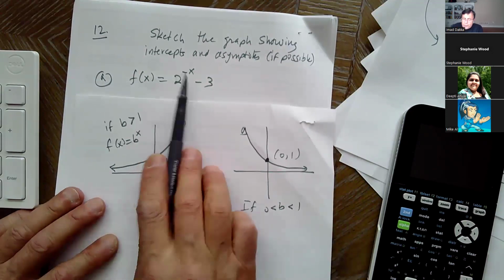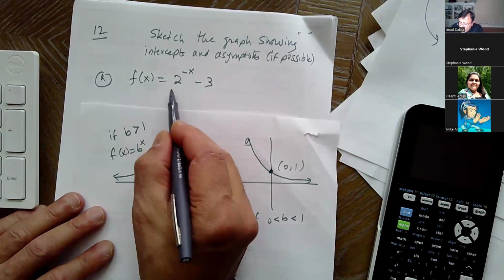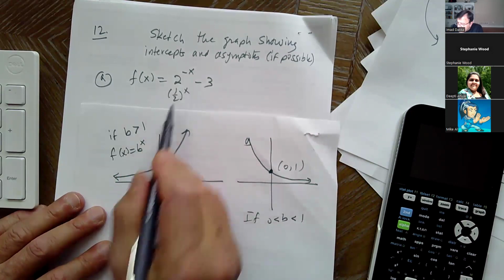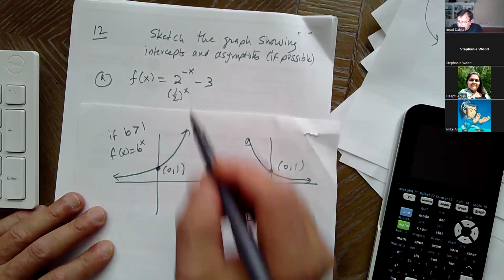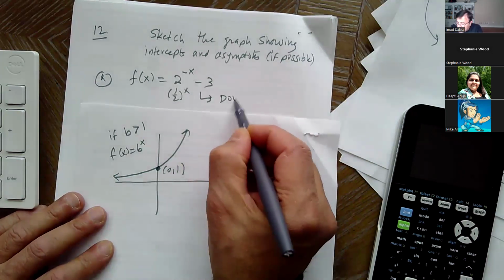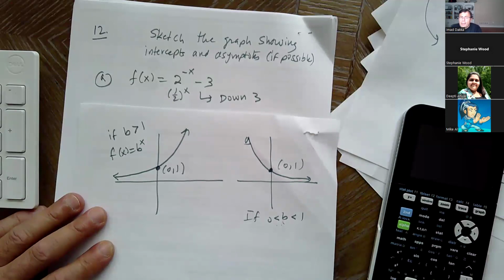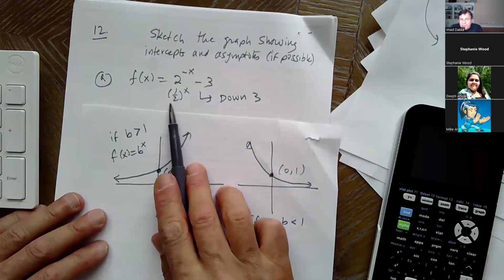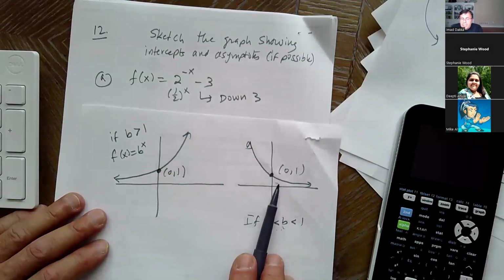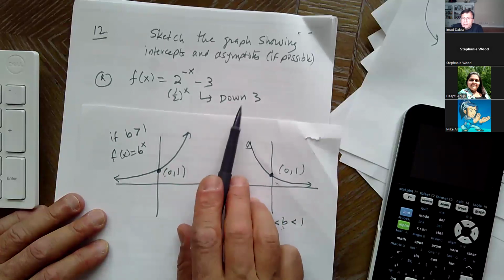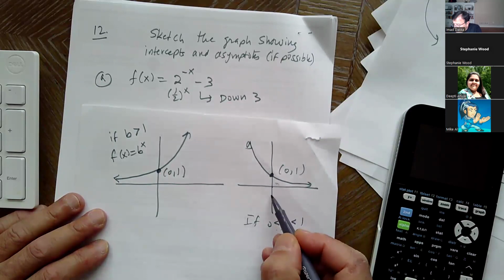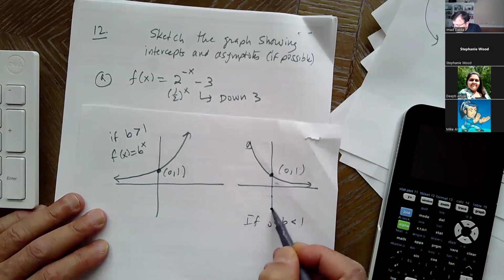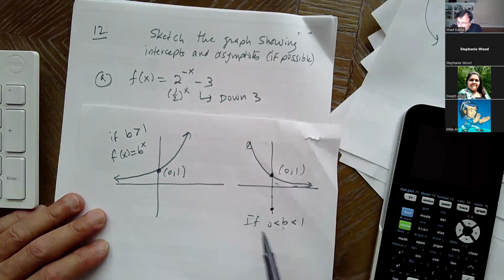So if you look at 2 to the negative x, that's like 1/2 to the x. So the base is between 0 and 1. So it's going to look like this. Only it's shifted what? Down 3. Okay? So the basic graph is the decay, but it's shifted down 3. So it's this guy, but it's going to go 1, 2, 3. So this is going to be right here. The x-axis is going to be y equal -3.